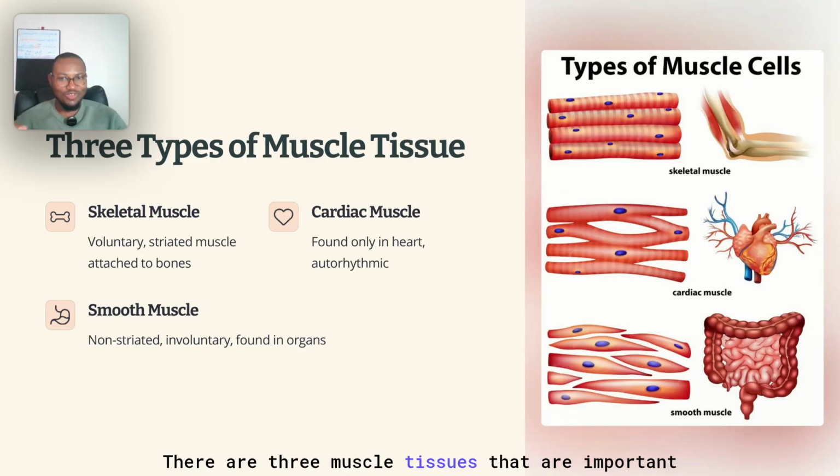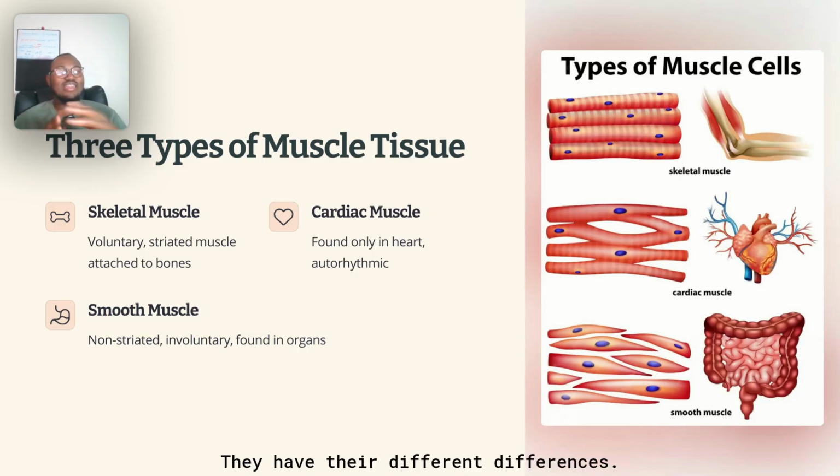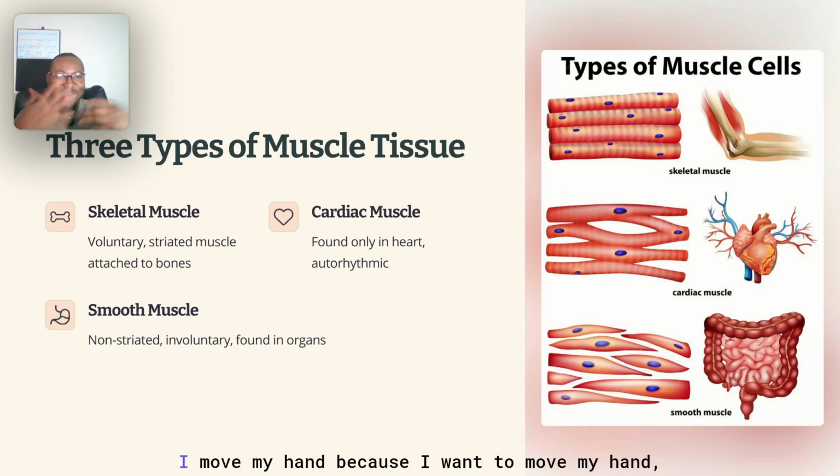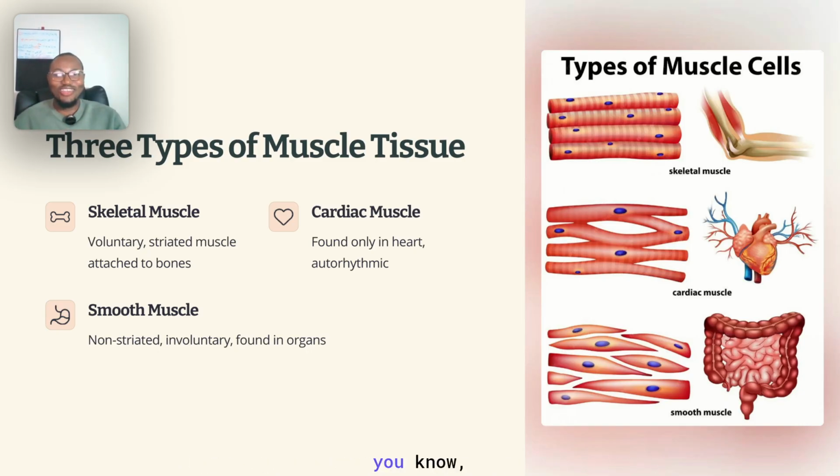There are 3 muscle tissues that are important to us. One is the skeletal muscle, another one is the cardiac muscle, and the smooth muscle. They have their differences. The skeletal muscle is very voluntary. That's how I talk. I talk because I want to talk. All right. I move my hand because I want to move my hand. That's voluntary. That's skeletal muscle.